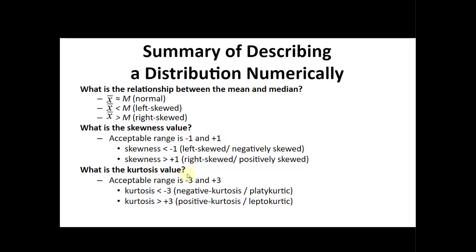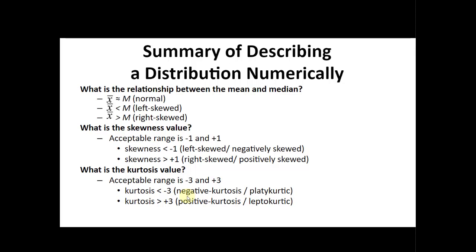The kurtosis also needs to be checked. The kurtosis describes how the mound shifts upwards and downwards. So the acceptable range for kurtosis is between -3 and +3. If you have a negative kurtosis that is extreme, that means that the kurtosis value is less than -3 and the data has been flattened out. Another way to say that is the data is platykurtic.